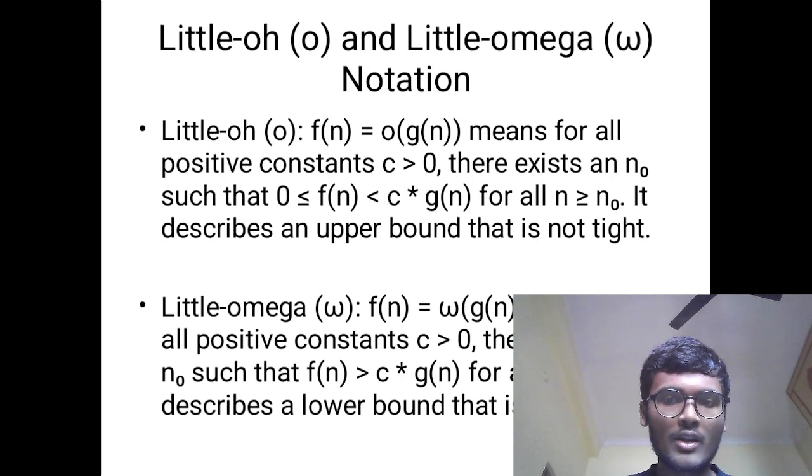And the little omega notation is represented as omega. It means for all positive constants c greater than 0, there exists n naught such that f of n is greater than c into g of n for all n greater than or equal to n naught. It describes a lower bound.